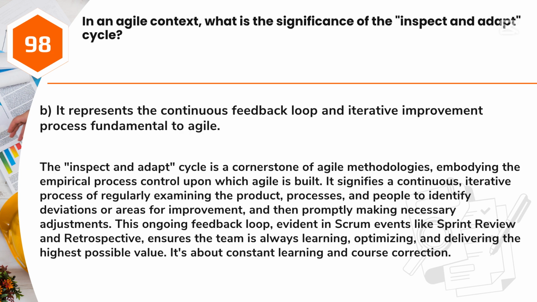Answer: B. It represents the continuous feedback loop and iterative improvement process fundamental to Agile. The inspect and adapt cycle is a cornerstone of Agile methodologies, embodying the empirical process control upon which Agile is built. It signifies a continuous, iterative process of regularly examining the product, processes, and people to identify deviations or areas for improvement, and then promptly making necessary adjustments. This ongoing feedback loop, evident in Scrum events like sprint review and retrospective, ensures the team is always learning, optimizing, and delivering the highest possible value. It's about constant learning and course correction.